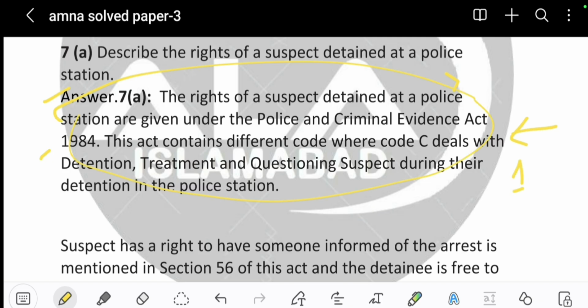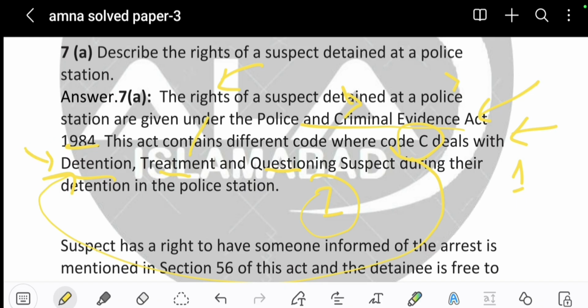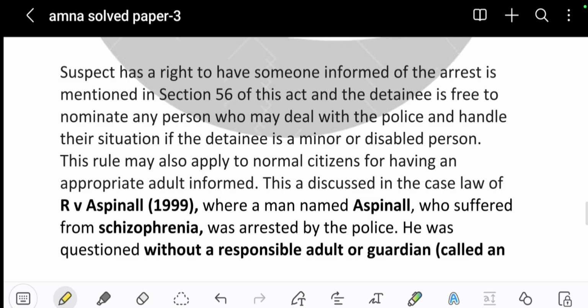So you will get 2 marks from this. Why? Because you have added the name of the act that has given the rights to the suspect. This is the authority that gave the right to the suspect, and you will get 1 more mark by adding the code C and telling that the code C contains detention, treatment and questioning. That means the code C of this act contains detention, treatment and questioning details of a suspect. Okay, after doing this you will definitely get 2 marks. Now how will you get more marks? We will continue the answer, then you will know.